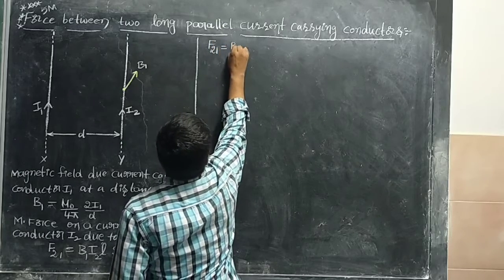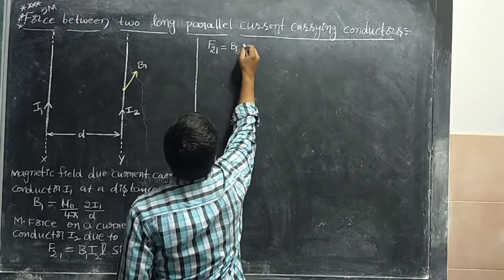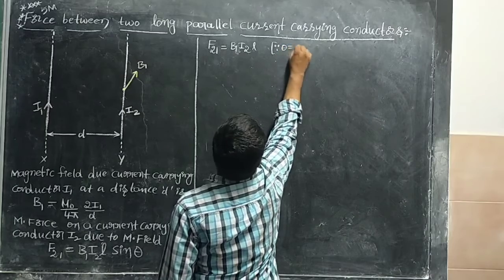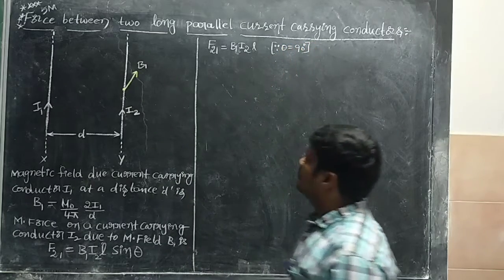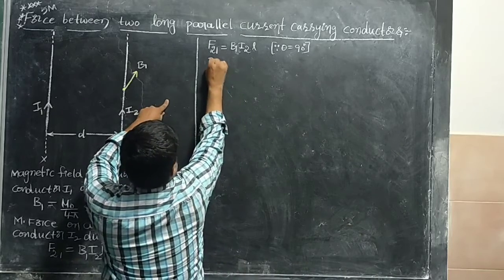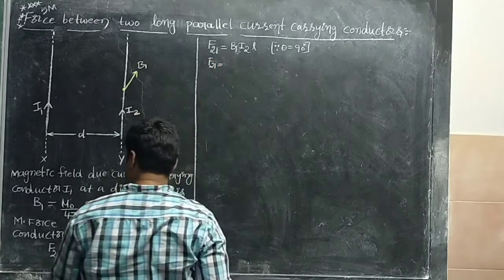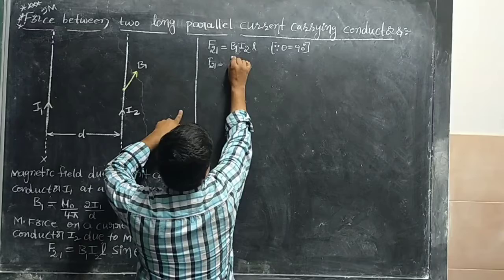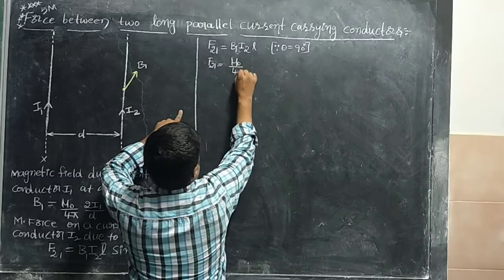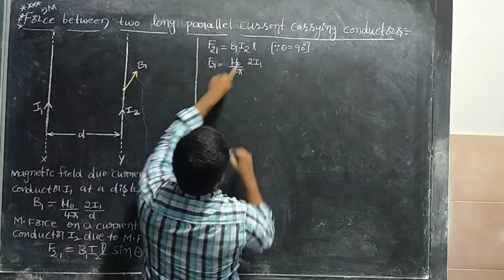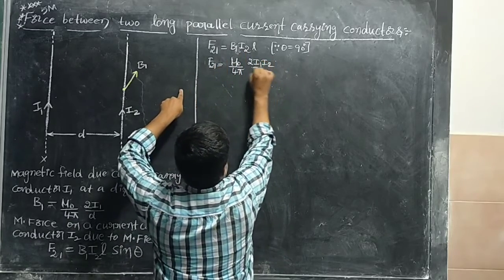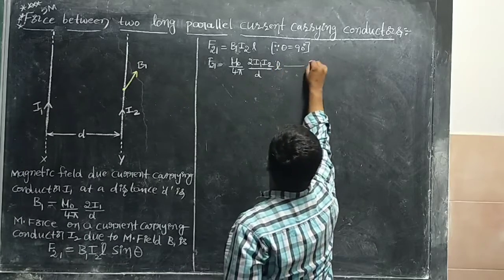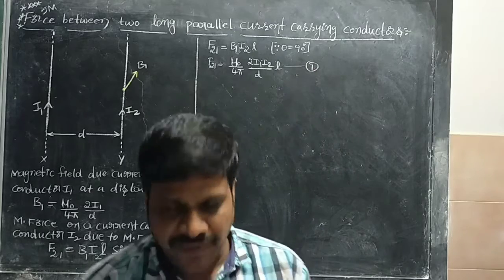F21 is equal to B1 into I2 into L, since theta is equal to 90 degrees. Next, the force on the second due to the first is nothing but B1 I2 L. What is B1 here? B1 is mu naught by 4 pi into 2 I1 divided by D. So F21 is mu naught by 4 pi into 2 I1 I2 divided by D into L. This is equation number 1.